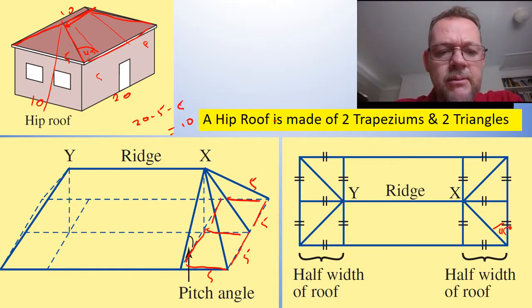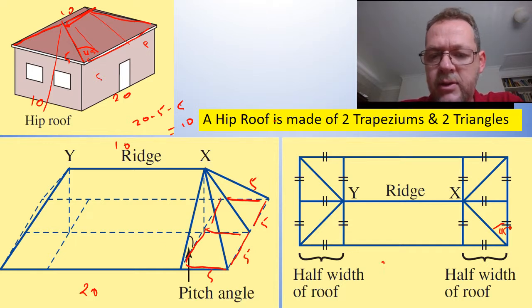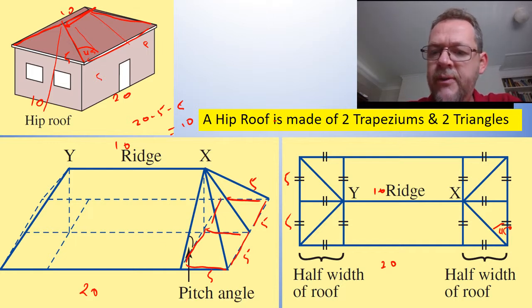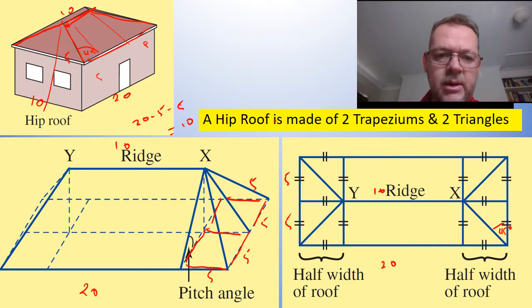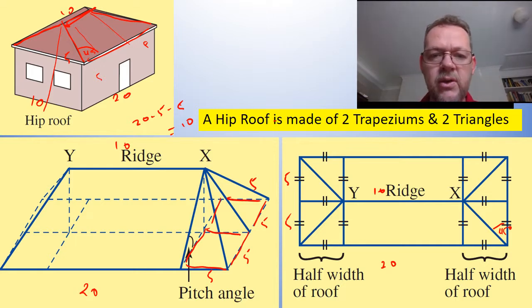So that's a bit of a tricky one to think about. Remember that we said that it was 20 down there, and that would make that 10 up there. So that would make this 20 down here and 10 up here. If that's 5, that's 5, and so on. So that's a hip roof. Be careful to work that out when you do your calculations.